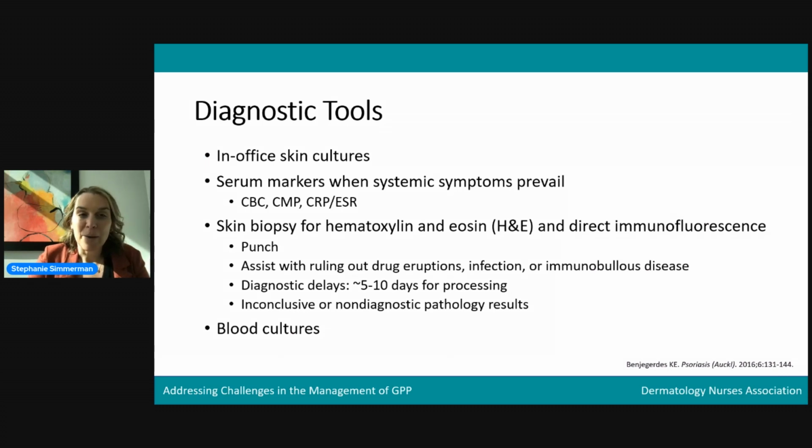So we want to do a punch biopsy on these patients. It's going to assist us with ruling out things like drug eruptions and infections and immunobullous diseases. And being aware that sometimes you can have up to a 5 to 10 day process delay. I know sometimes in our practice, it depends on a patient's insurance, where their pathology specimen is sent, and sometimes that can delay a read for us. Otherwise, we have a pretty good turnaround time, but it's just being aware and cognizant of how all of those things can impact patient care. Blood cultures are also something that, if you were really worried about a patient, could be in the discussion if this is a patient that's going to the hospital.